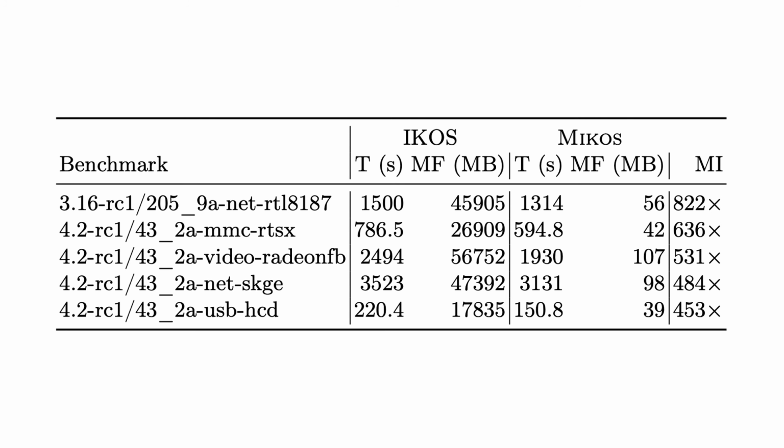This table shows 5 benchmarks with the best memory improvements for task 1. The first 2 columns show the time and memory footprint required in ICOS for these benchmarks. The next 2 columns show the time and memory footprint required in MyCos. The last column shows the memory improvement.